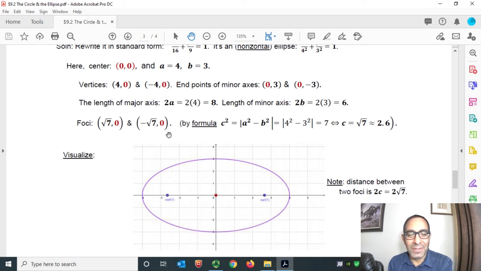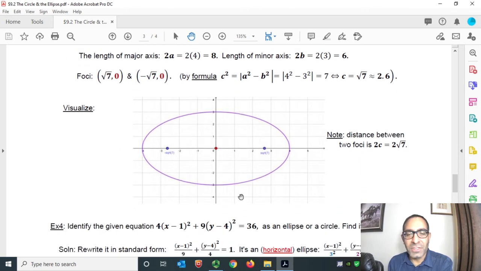So now let me visualize all this information. This is the major axis, length 8. This is the minor axis, length 6. And the vertices are this point and this point. These are the endpoints of the major axis. And the foci are here and here. I hope this makes sense to you all.